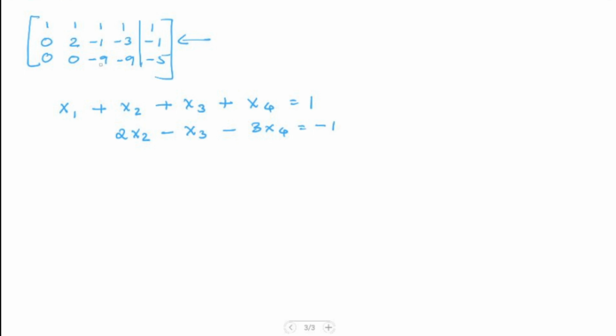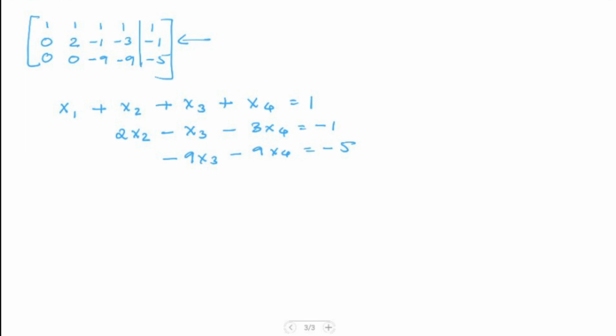And then we have no value for x1 and x2, but we have minus 9 times x3, and again minus 9 times x4 is equal to minus 5. So those are the linear equations for the augmented matrix, the last augmented matrix that we got.